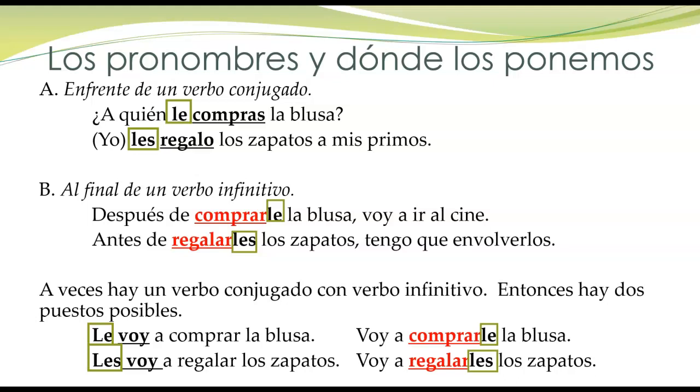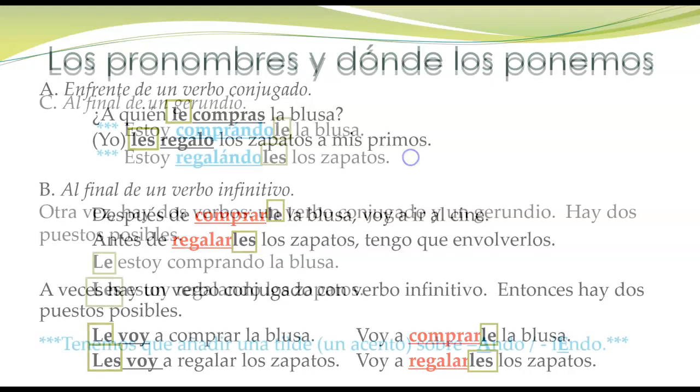I have noticed over time, generational, regional, that it depends on where the person is from, what generation they're in, as to whether they put the pronoun out in front or they attach the pronoun to the end. So I want you to be familiar with both. If you feel more comfortable putting it out in front when you're writing a complete sentence, feel free to go ahead and do that because it is perfectly grammatically correct.